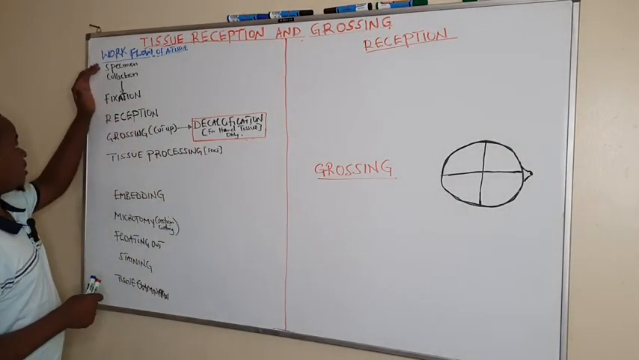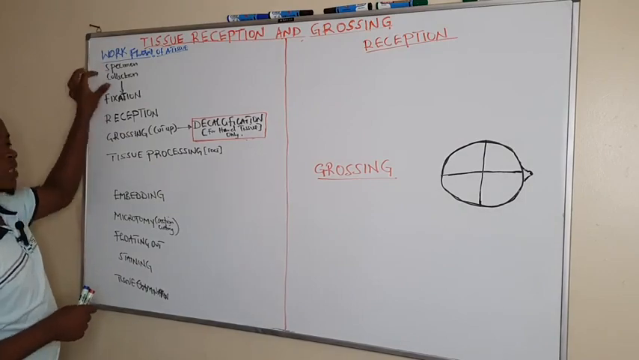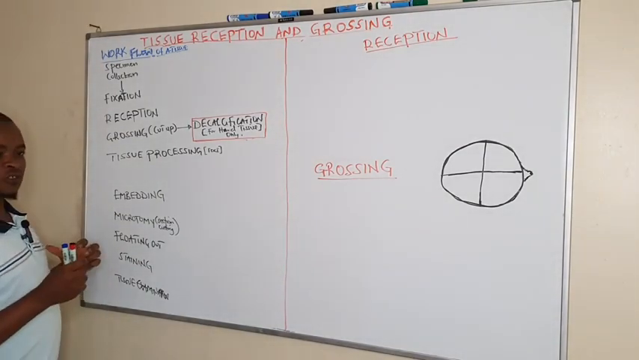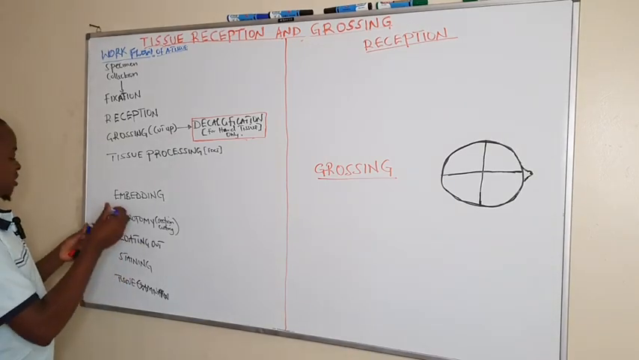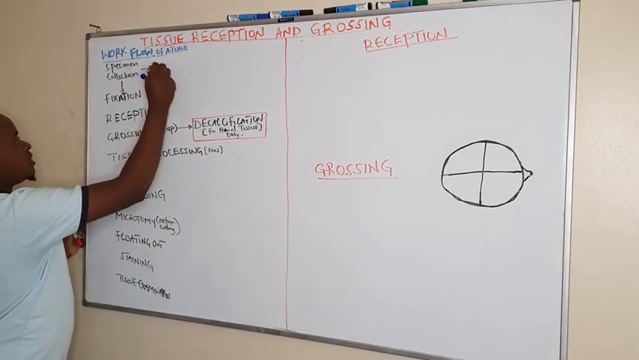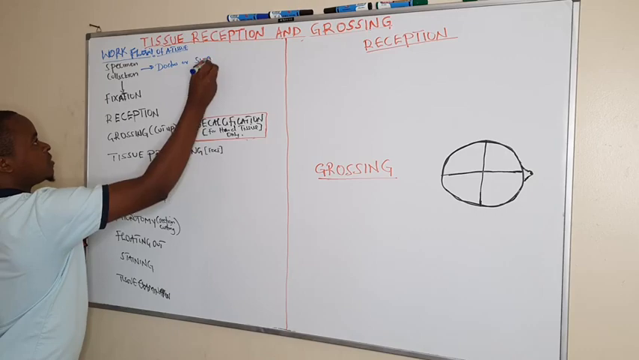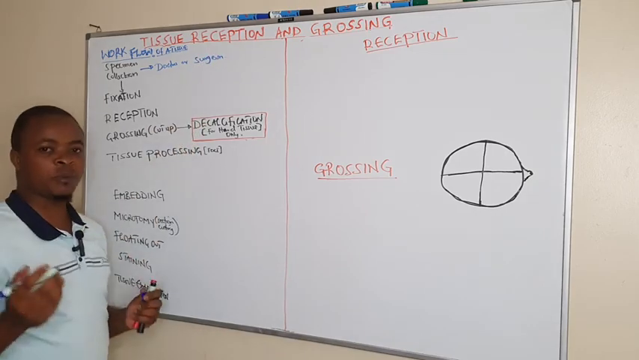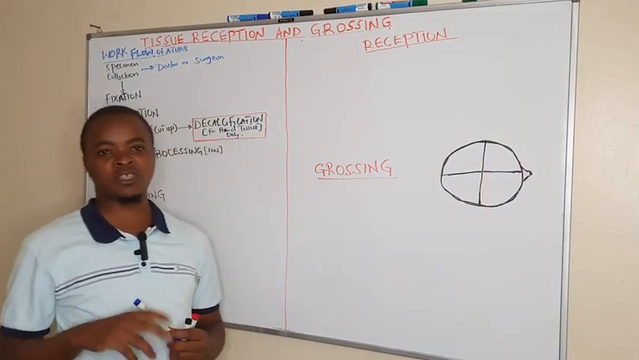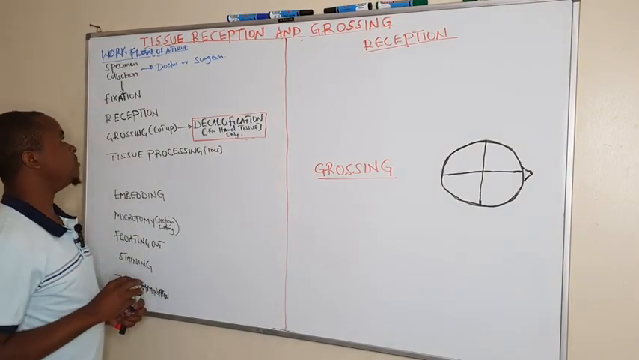So the workflow of this is you begin with specimen collection, and specimen collection is done by surgeons or doctors. It is done by doctors or surgeons. So here, the laboratory people do not participate in specimen collection in the histopathology lab.